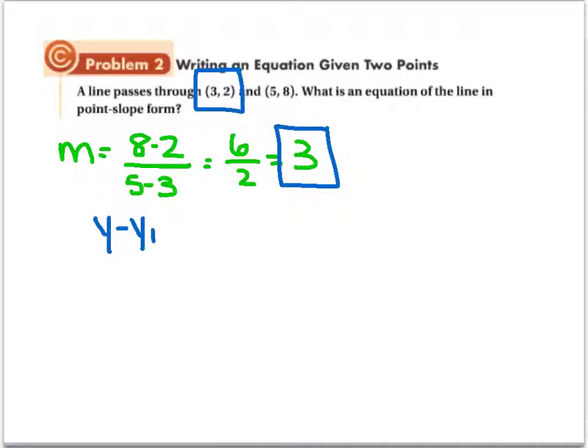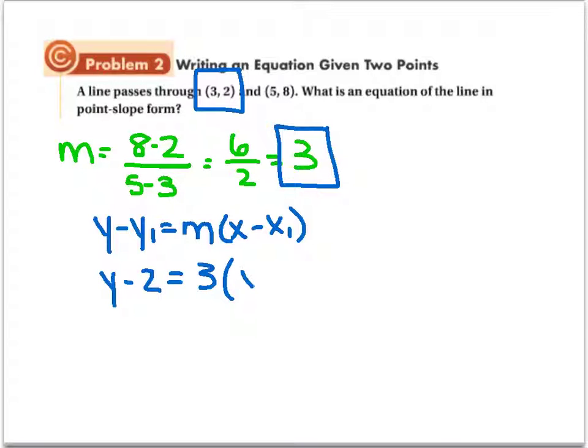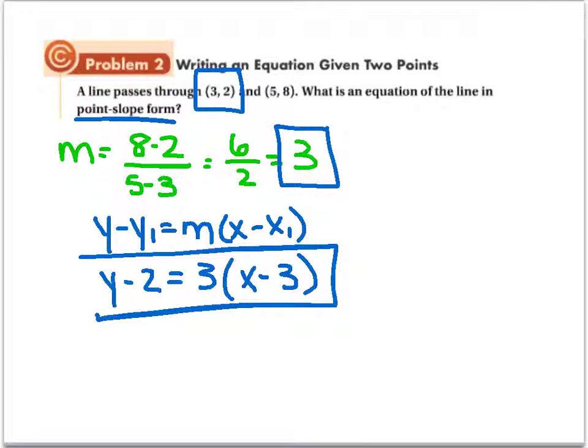Y minus y1 equals m times x minus x1. Y minus 2 equals 3 times x minus 3. And this time it's asking you what is an equation of the line in point-slope form. So you just want to stop right there because it asked for point-slope form. That's it.